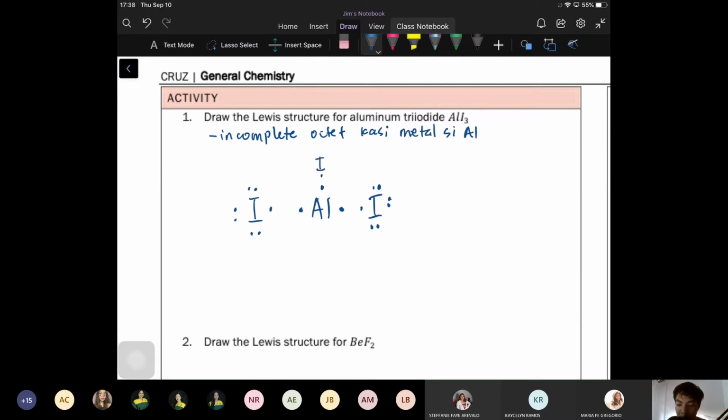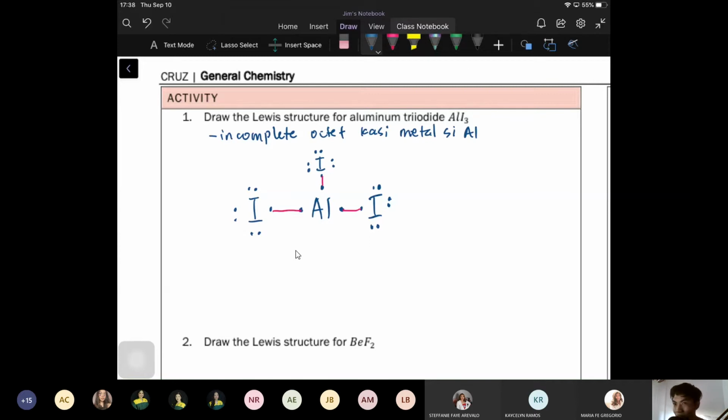Okay, so yan. So after drawing that, I will connect the dots, no? I will connect the single dots, no? To create the bond, no? And yan, I'm done. Tapos na yan. Ganun lang yun sa violation ng octet rule kapag incomplete octet. Yes po, kapag metal, incomplete octet agad.